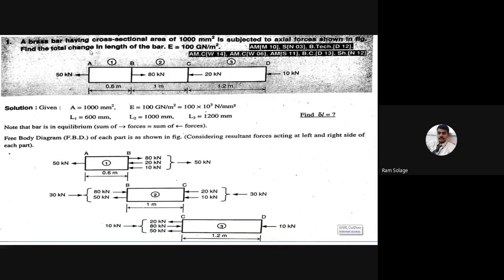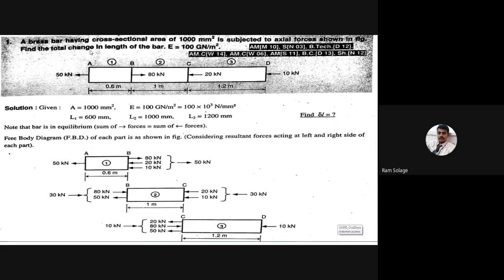50 kilonewton, 80 kilonewton, 20 kilonewton, and 10 kilonewton. A, B, C, D, section 1, section 2, and section 3. Length of AB, BC, and CD is given. Length of AB section is given 0.6 meter. Length of BC section is given 1 meter. And length of CD section is given 1.2 meter.